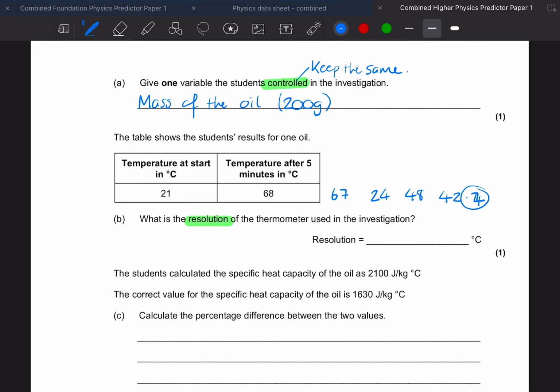So in this case, they're all going up by 1 degree. You wouldn't expect to go up by 0.1 of a degree. So I'll take those off. So resolution in this case is 1 degree Celsius.